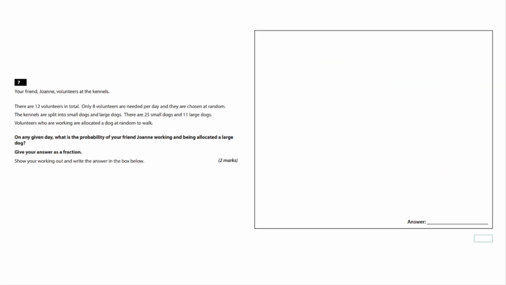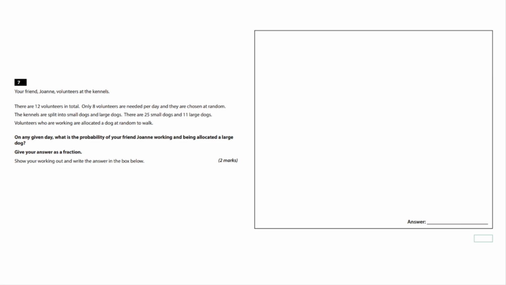Your friend Joanne volunteers at the kennels. There are 12 volunteers in total. Only 8 volunteers are needed per day, and they are chosen at random. The kennels are split into small dogs and large dogs. There are 25 small dogs and 11 large dogs. Volunteers who are working are allocated a dog at random to walk. On any given day, what is the probability of your friend Joanne working and being allocated a large dog? Give your answer as a fraction. Show your working out and write the answers in the box.